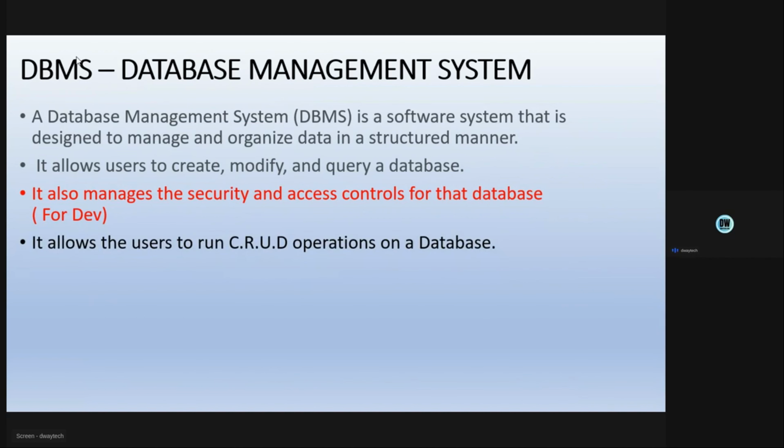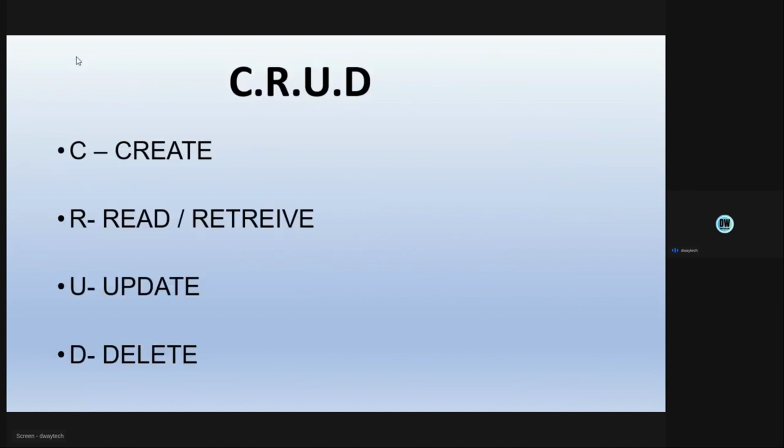It allows to run CRUD operations. What are CRUD operations? We'll look into it. CRUD: C stands for create, R stands for read or retrieve, U stands for update, and D stands for delete. So to create a database, we use a DBMS.